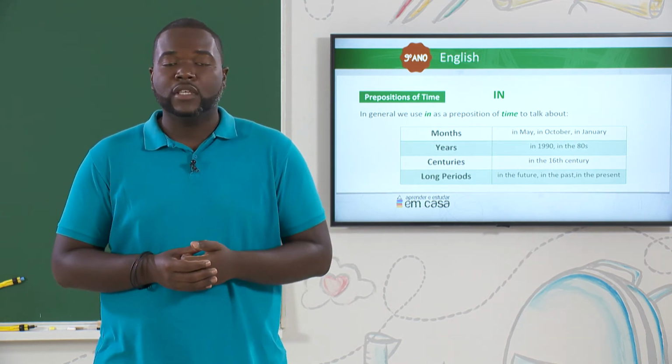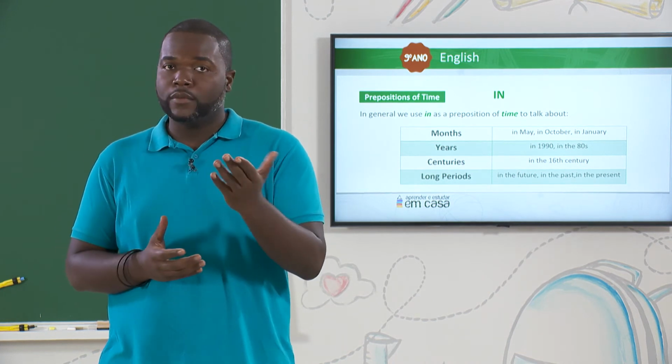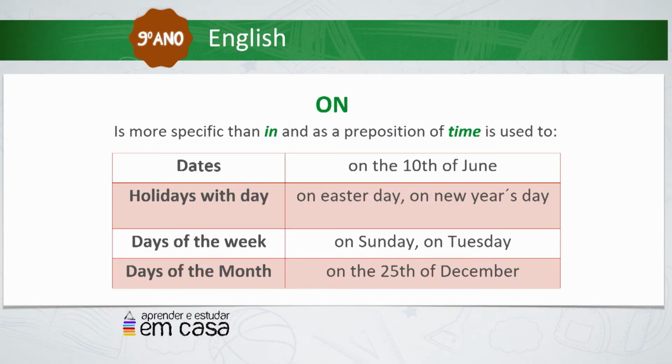Now let's get to the next preposition of time, on. As a preposition of time, on is more specific than in, and it's used when we talk about dates, when we talk about holidays, when we talk about days of the week, and when we talk about days of the month. When we talk about dates, we have the following example. On the 10th of June.